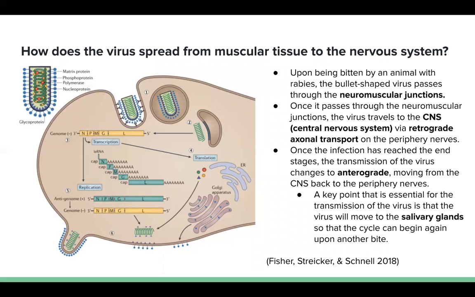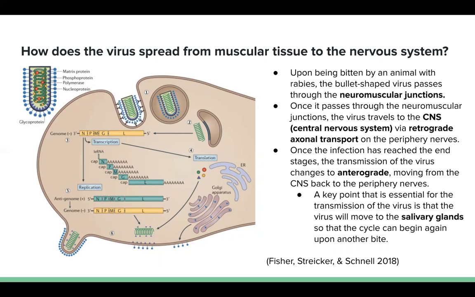Once the virus has entered a neuromuscular junction, it will begin to move towards your central nervous system via retrograde axonal transport. Retrograde refers to the movement of the information to the central nervous system, and axonal transport is how the virus, quote unquote, walks up the nerves to reach your central nervous system. At the end stage of the infection, the movement of the virus changes to anterograde, which means that it is transmitted from the central nervous system to the rest of your body.